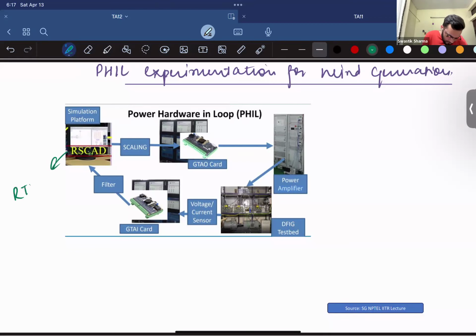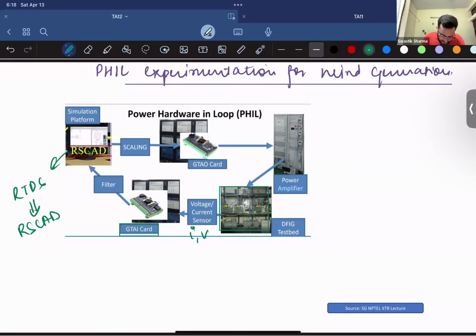RTDS, your real-time digital simulator, comes in with an RSCAD, which is like a MATLAB for this RTDS. So this RSCAD is the simulation software for your RTDS. And what exactly it does is, let's say that you have a DFIG and you want to test out some things in this DFIG, right? So what you do is you run this DFIG along with your grid, then you output its current or voltage. Now this current or voltage are inputted to your RSCAD using a GTAI card.